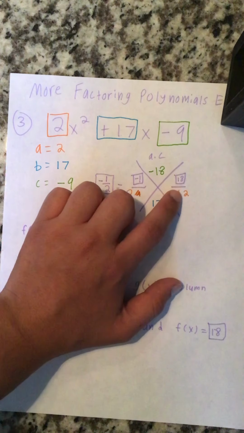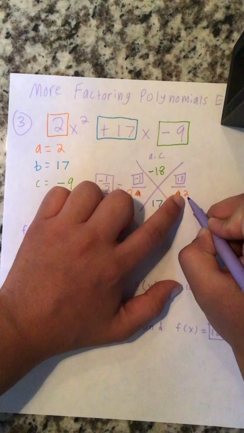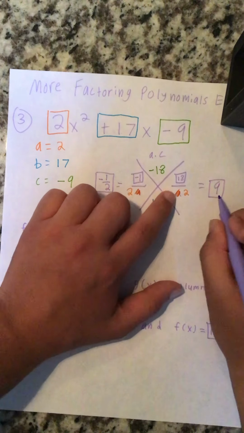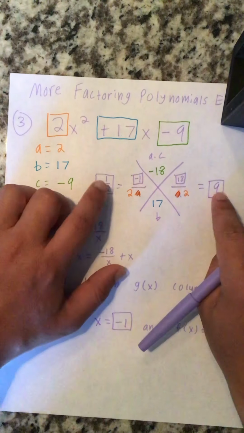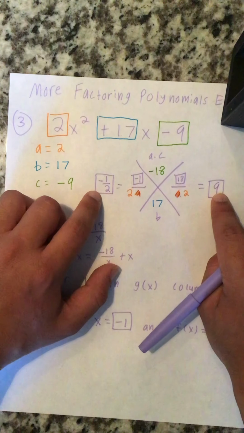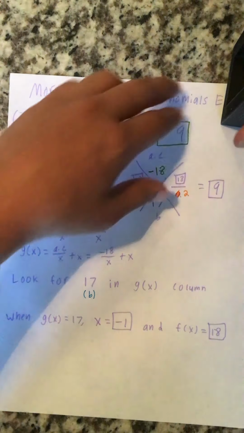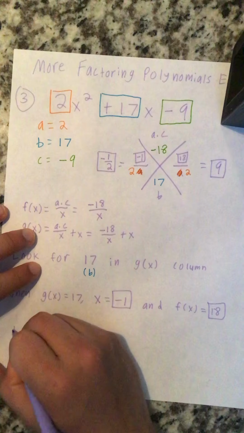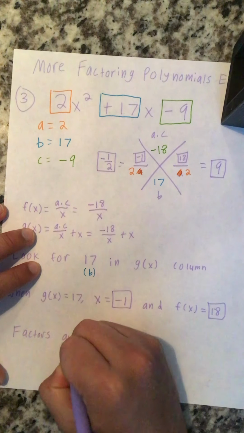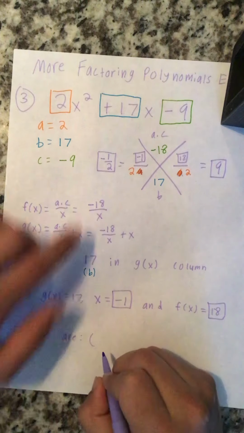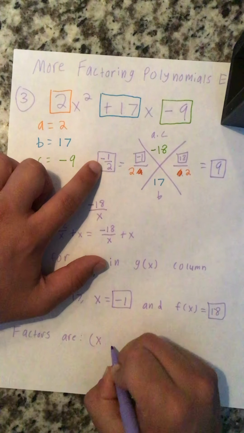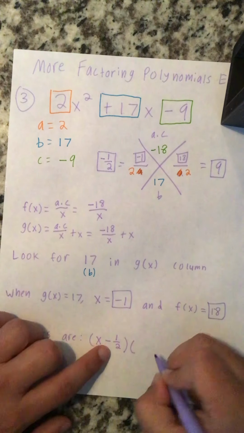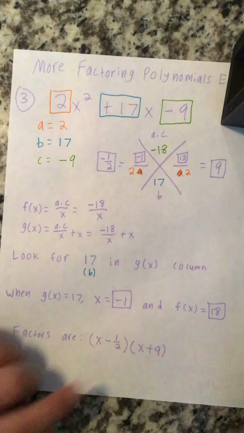Okay? On the right side, I have 18 over 2. 18 divided by 2 is 9. So that one I can divide. I can reduce this one, okay? So now these are as simple as I can make them. -1/2 and 9. So now we can go to the bottom and write our answers. I'm going to write the factors are: my first factor, x minus 1/2, so -1 over 2, parentheses, x plus 9, okay?